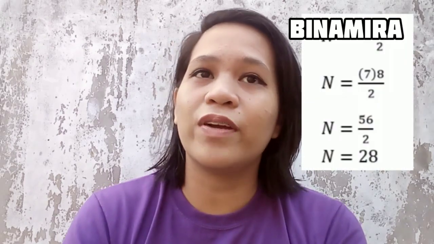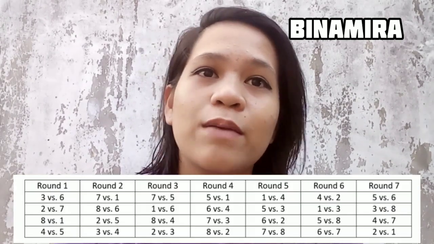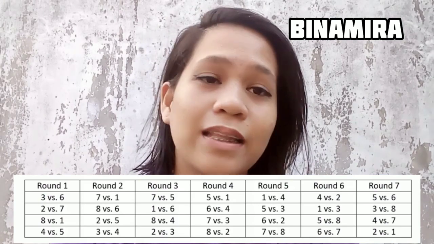For the second one, we have 8 as the number of teams. Using the same formula, we will have a total of 28 games. Since 8 is an even number, this means that there will be no bye. In this diagram, we can see that all the teams played in every round, and that means that there is no bye. Basic diagram for system of tournament.